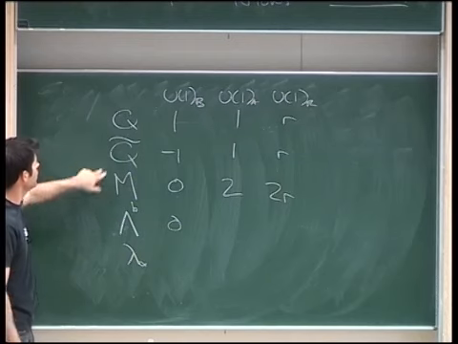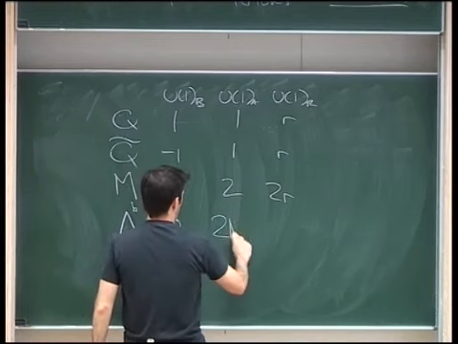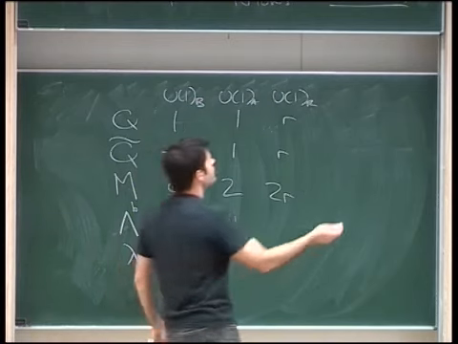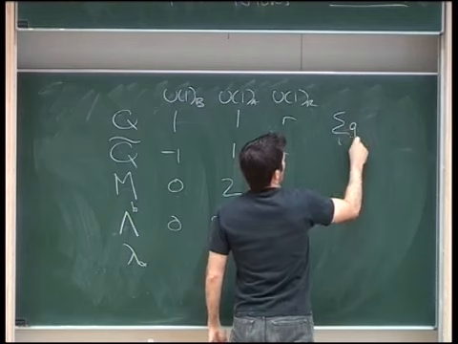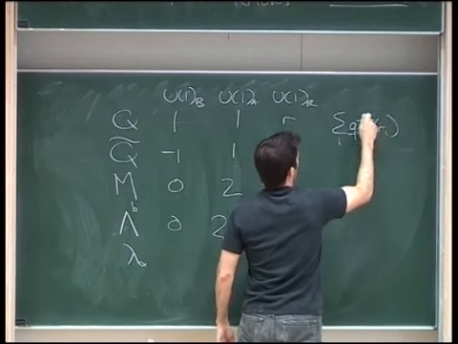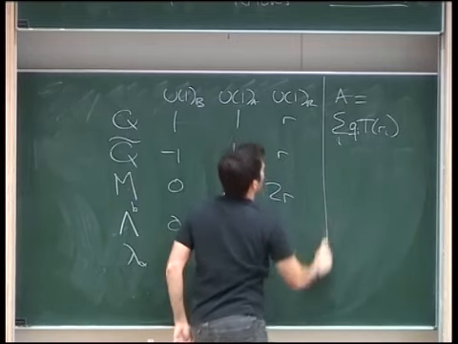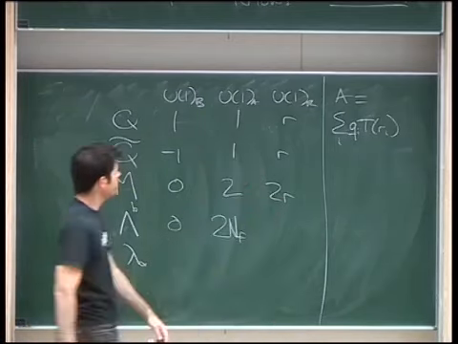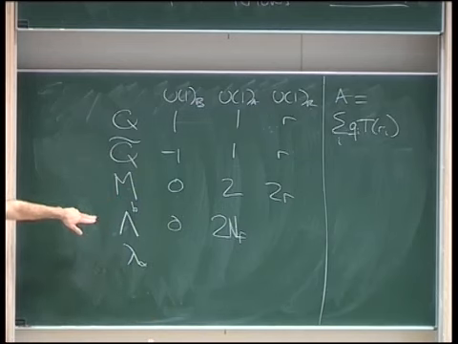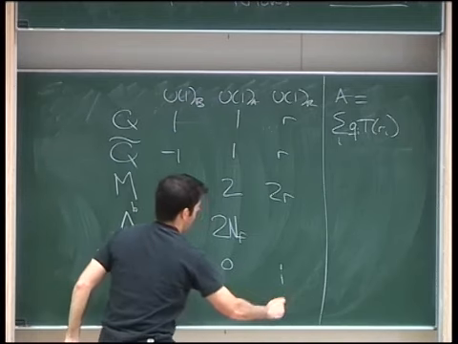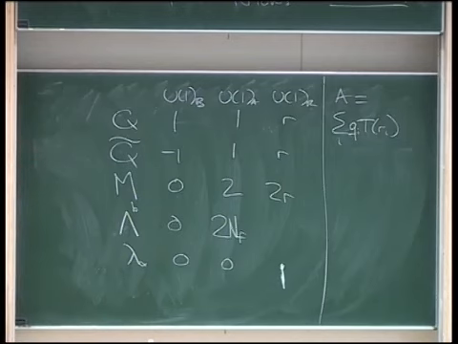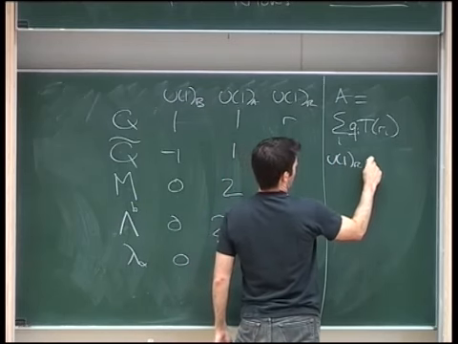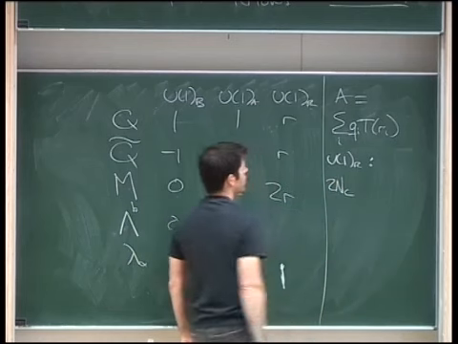It's the number of flavors. And the anomaly in the R symmetry, remember that if I have an anomalous U1 current, I multiply the charge times the Casimirs, and I add them up over all the fermions in the theory. Well, what do I have here? Let's see. I have a gaugino that's R charge 1. So the anomaly in the R symmetry, let's see, I have 2nc.